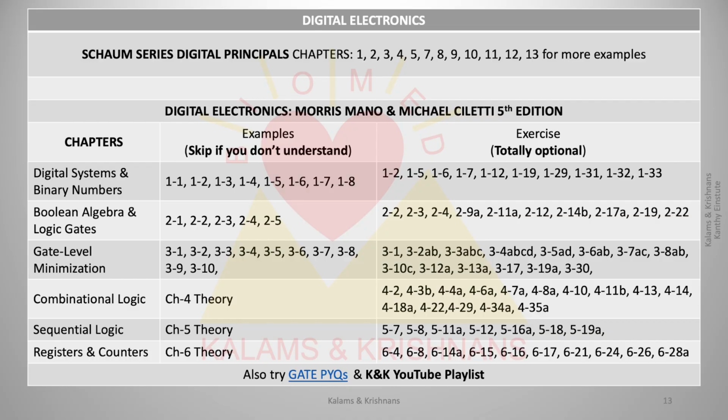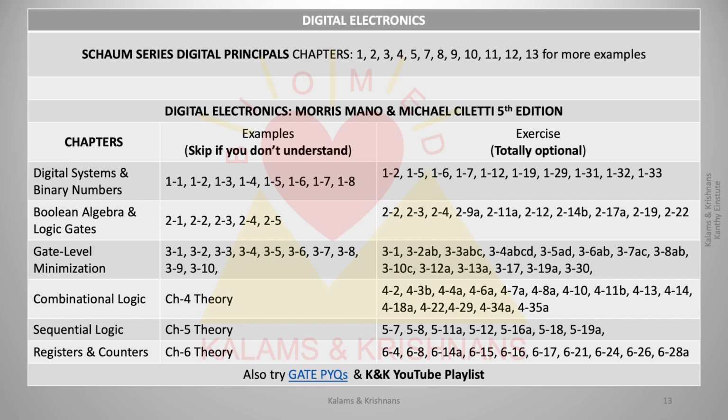There are some topics like microprocessor architecture that are not covered in this book, and those are really obscure topics. If you're that interested, you should be able to find good references. One is Sean series Digital Principles, which covers the entire GATE syllabus with a lot of worked out examples.